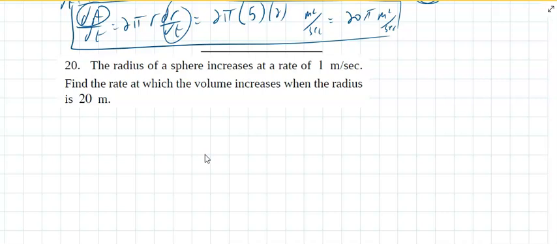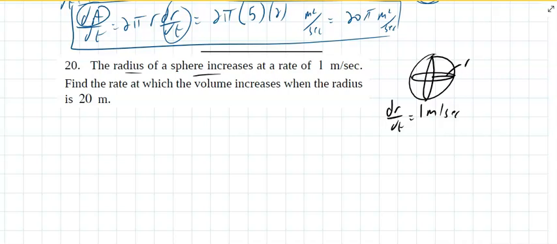The radius of a sphere. Well, spheres look like this. Again, this is a rough graph. Don't judge me on that. Just get a rough idea. The deal is they only depend on the radius. The radius of a sphere is increasing. The dr/dt is 1 meter every second.